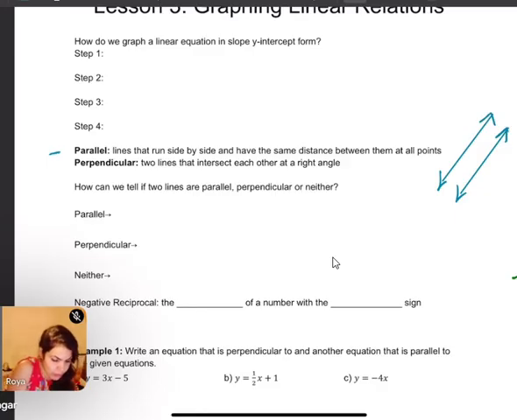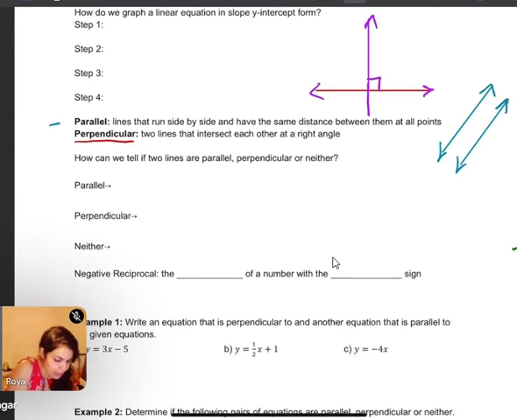Perpendicular lines are two lines that cross, and not only cross, they make an angle of 90 degrees. These lines are perpendicular. And neither means that two lines cross each other, but these angles are not 90 degrees.